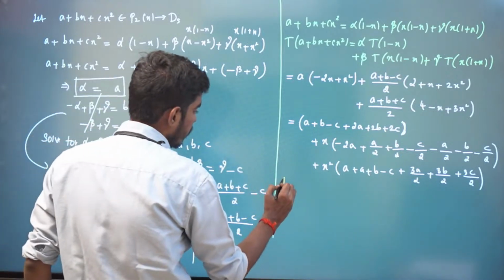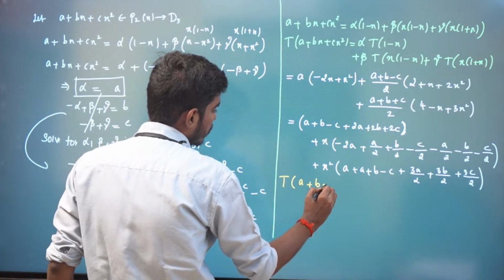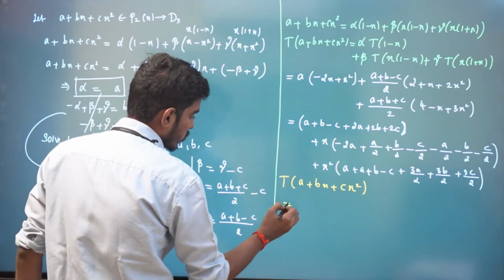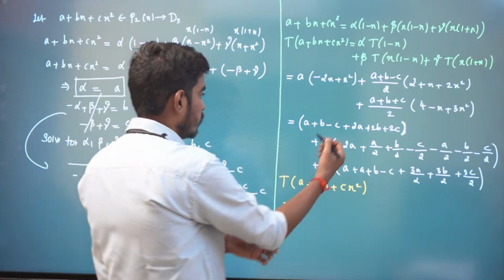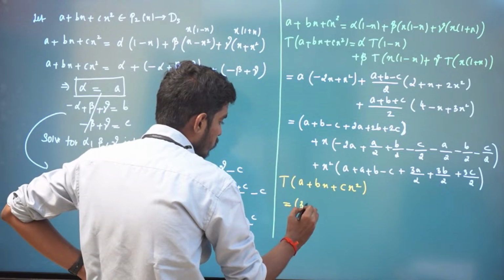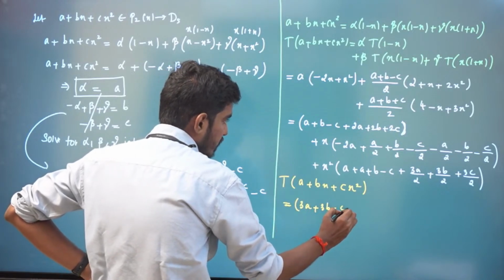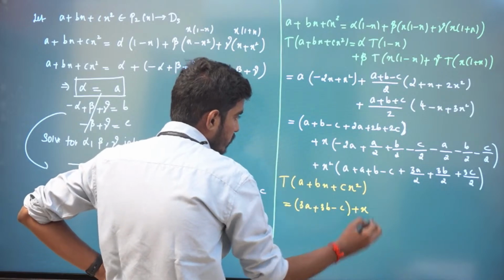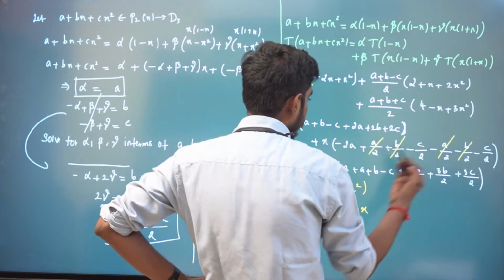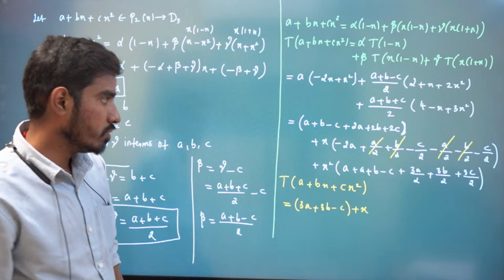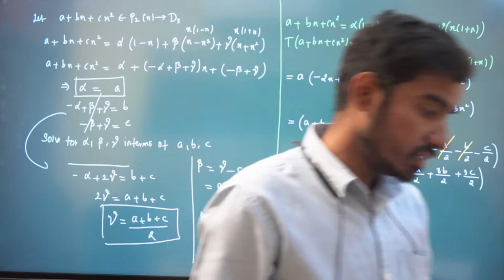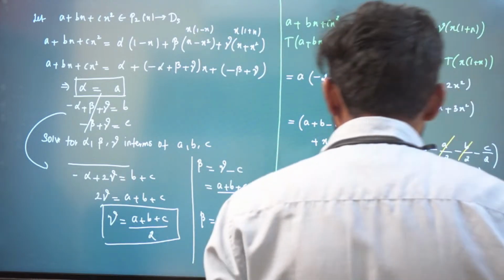We have got our map T. So T of a plus bx plus cx square is equal to, what is our constant term? Constant term is 3a plus 3b minus c, plus, what is our x term? These two will get cancelled. These two will get cancelled. So minus c by 2 minus c by 2 is minus c. So we have minus 2a minus c times x, right?